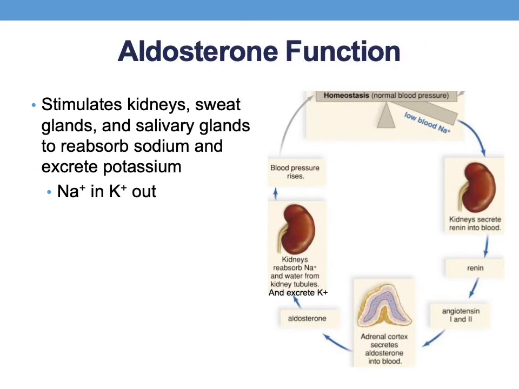Aldosterone function. Aldosterone stimulates the kidneys, sweat glands, and salivary glands to reabsorb sodium, and for the kidneys to excrete potassium. For every ion of sodium that the kidneys reabsorb, they will excrete one ion of potassium.